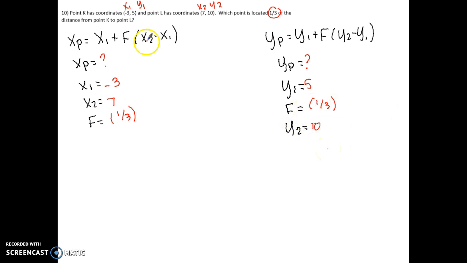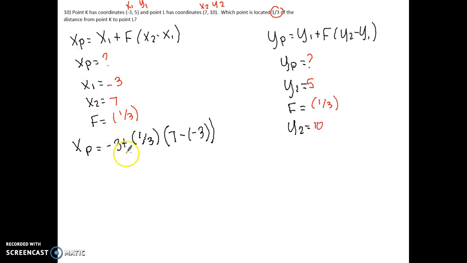So let's take a second and replace what we know with what we have. Alright, so all I've done so far has been replacing what we have with what we know. So we don't know what xp is yet, but let's go ahead and do the inside of the parentheses first. So we do 7 minus -3, and that gives us 10. So we do -3 plus 1/3. And then we get 7 plus 3, which would be 10.